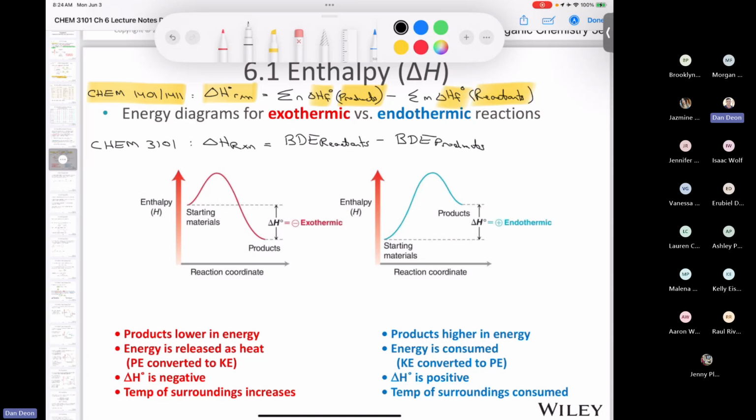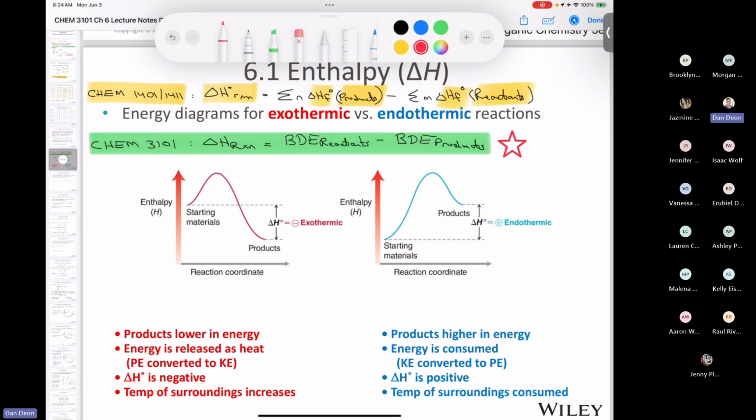In Chemistry 3101, we're not going to do it that way. We're going to use bond dissociation energies, and it's going to be reactants minus products. This is the only formula in chemistry that you're ever going to see that's going to be reactants minus products. It's when we use bond dissociation energies. Let's think about it. Why would it be switched?